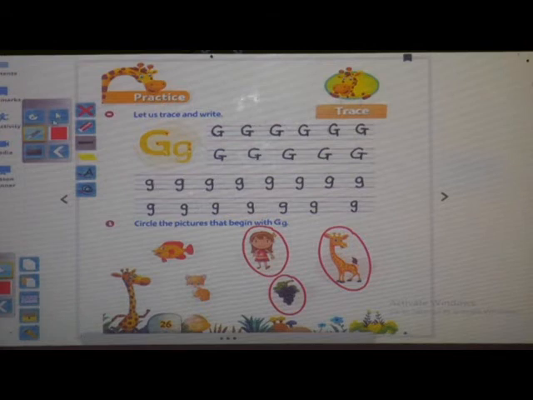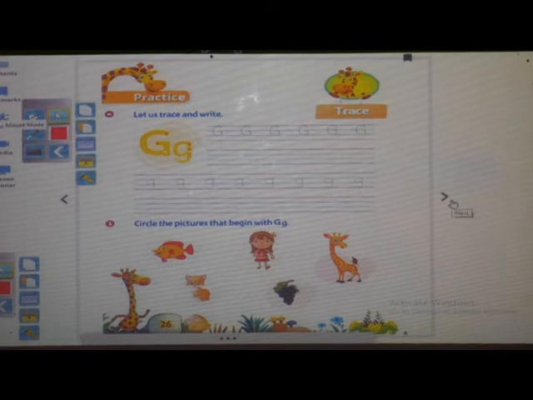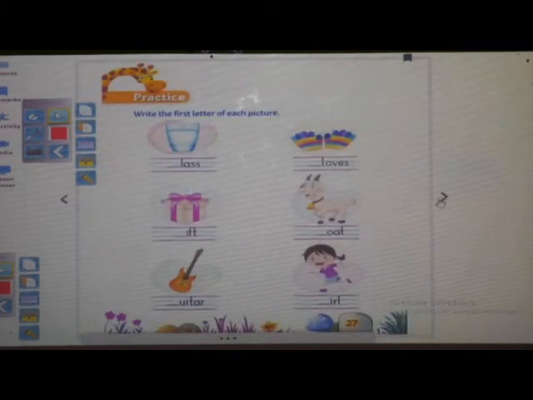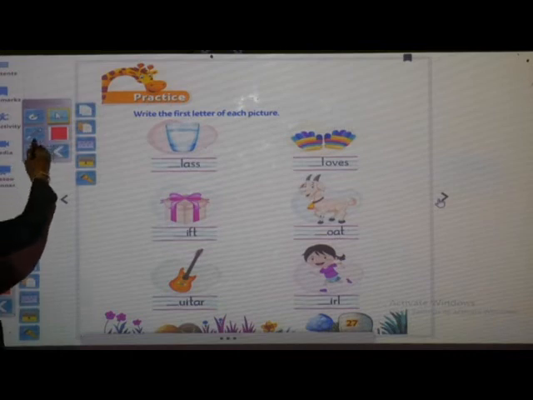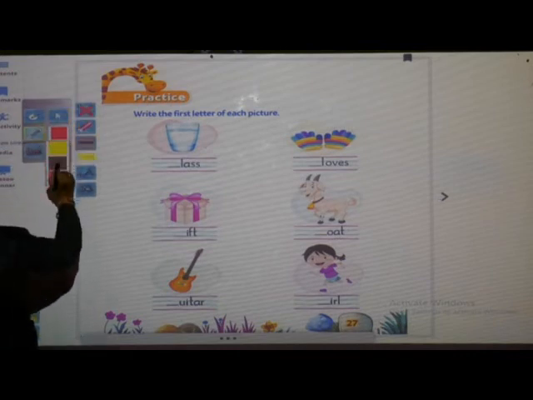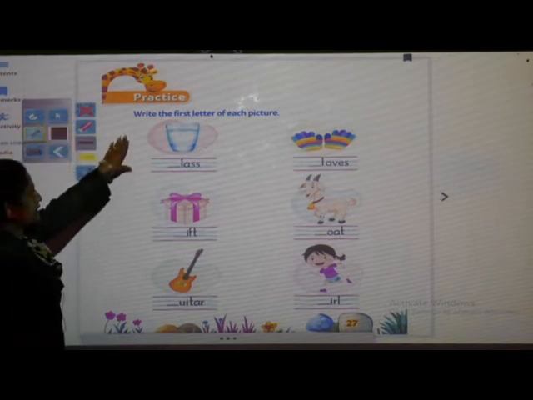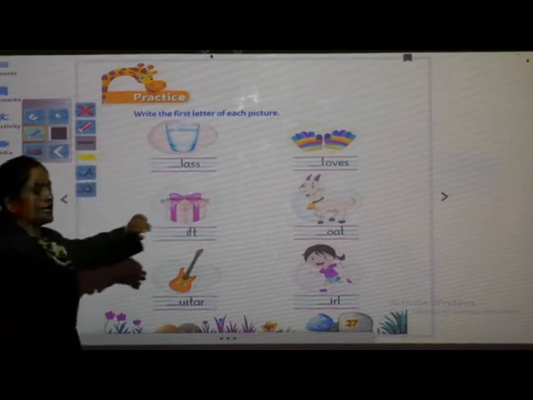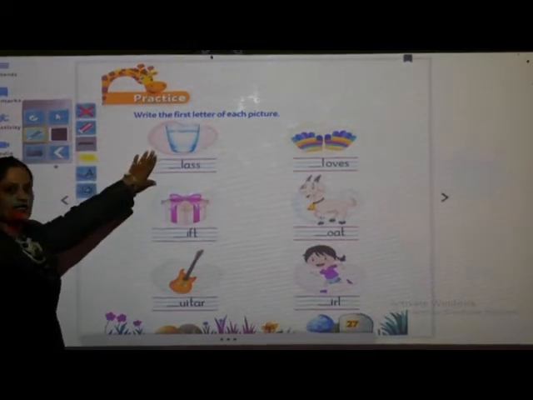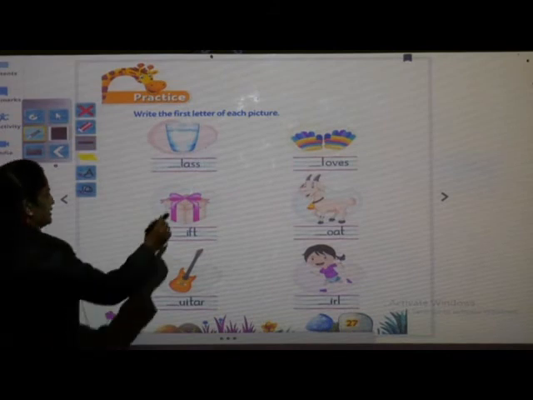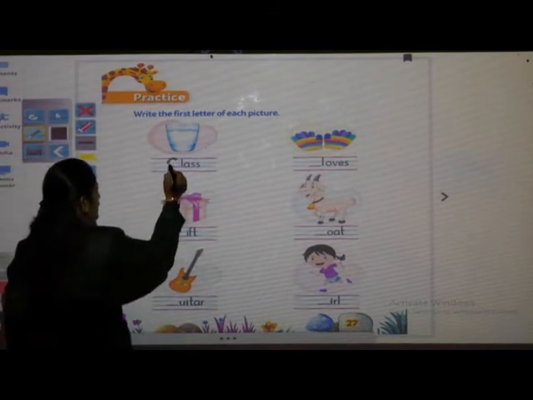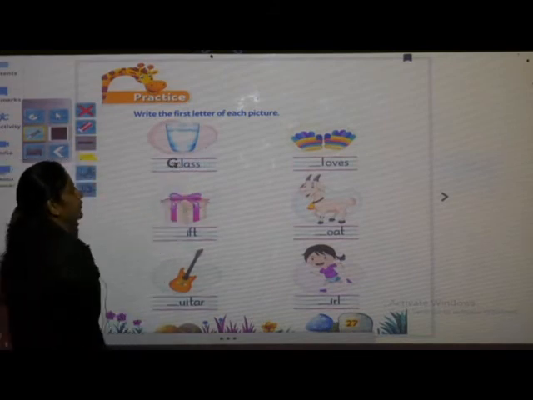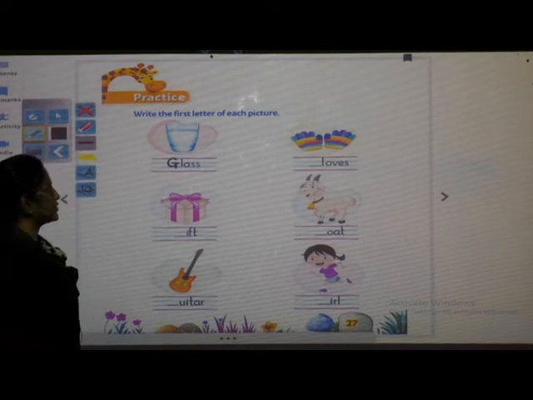Finished? Okay. Now you have to turn the page. Page number 27. Okay? Open this page. Write the first letter of each picture. Okay? So which picture is this? It is a glass. Yes. So G for glass. We have to write here capital letter G.